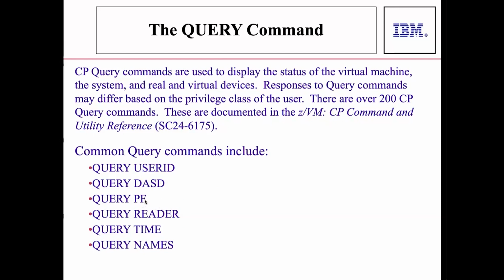What are my PF keys set for? What is in my reader queue? What time is it? What's the time zone? That kind of stuff. And names shows the names of the other virtual machines. It's a query of who's logged on. That is what query names does.